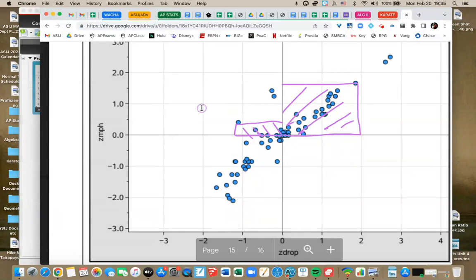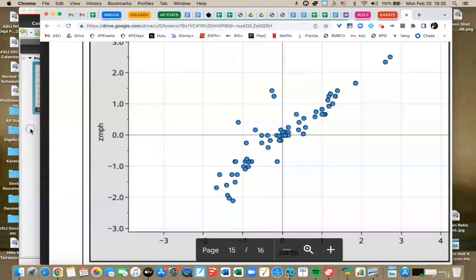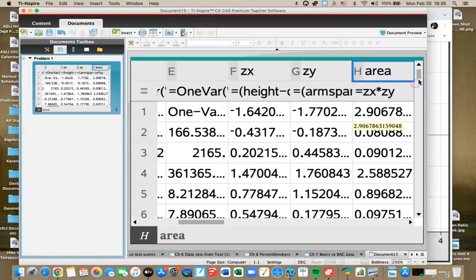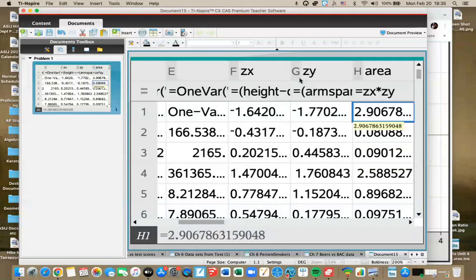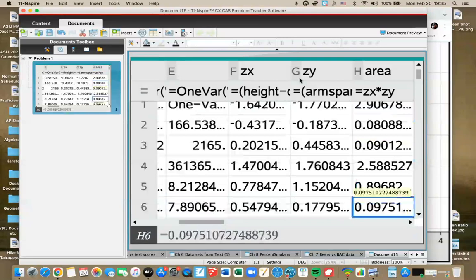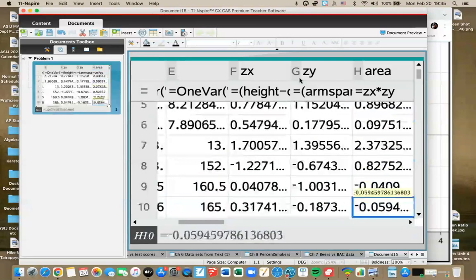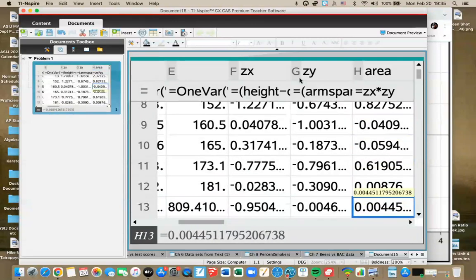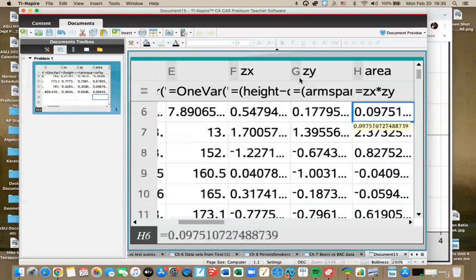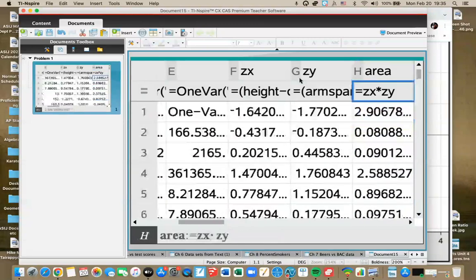So I need all these areas, and then I'm going to add them up. I have all those areas now, zx times zy. That's what I called my columns, so I just multiply those two out. These are all those areas. All these positive numbers would be something in the first or the third quadrant. And these ones down here with some negatives in them would be in the second or the fourth quadrant. You can see I have a lot more positive than negative, so it seems like there's a positive correlation, a positive association.